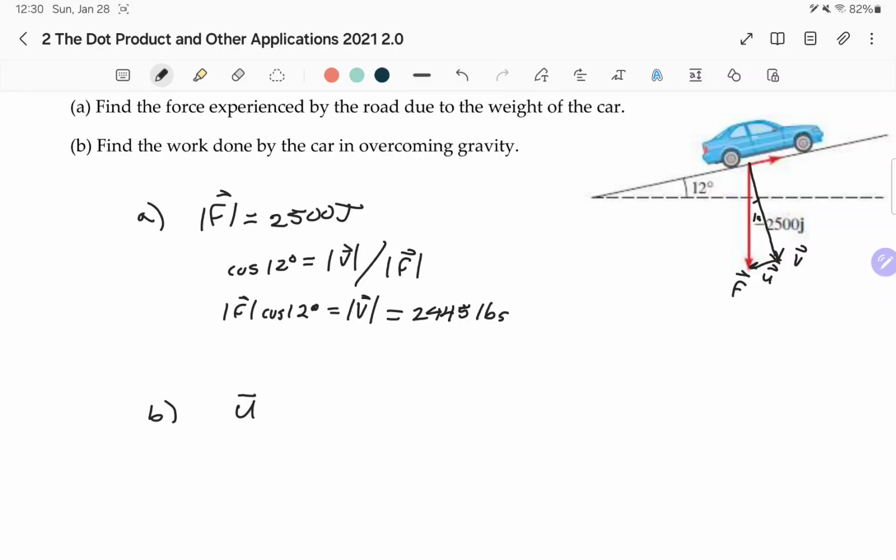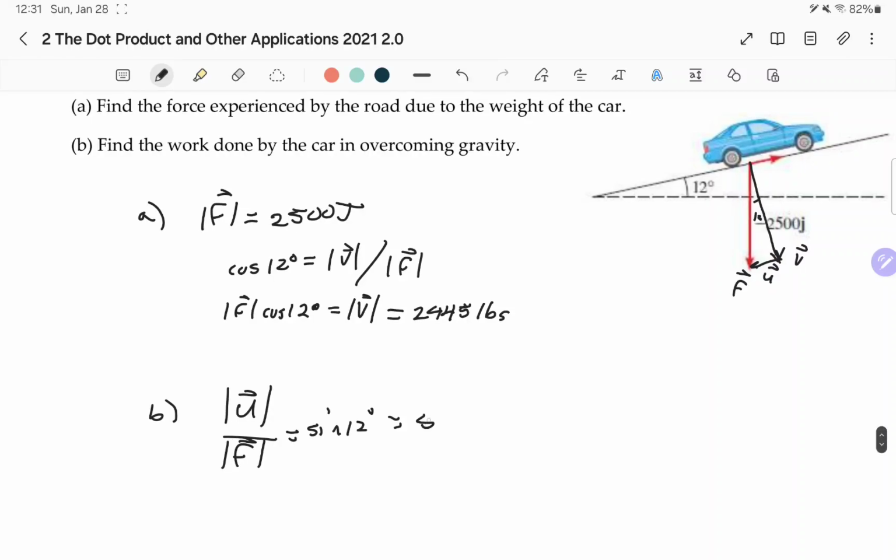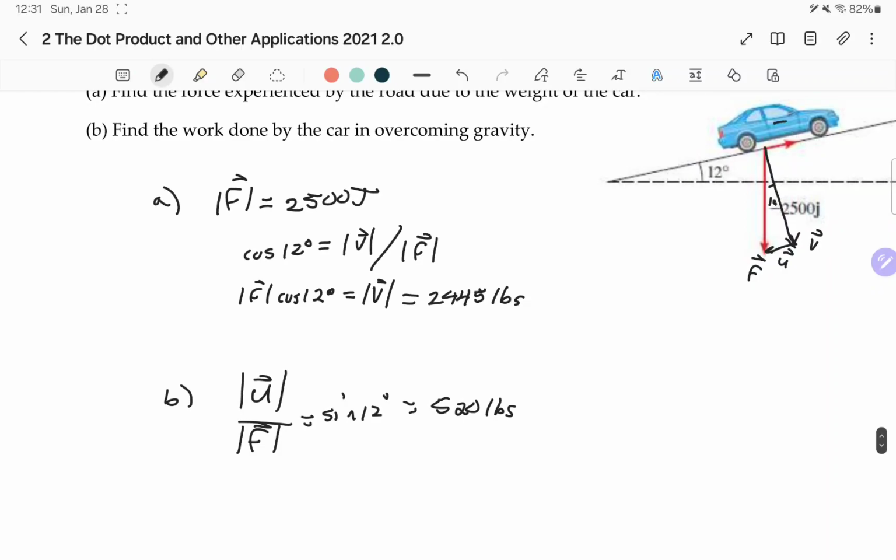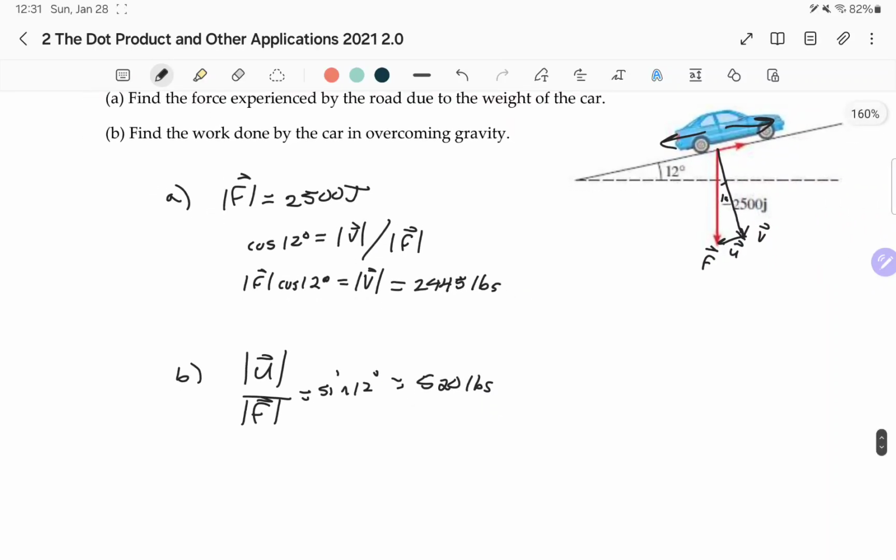So we know that the u vector over the f vector is equal to sine 12. And once again, cosine 12. Yeah, no, this is sine 12 degrees, my bad. And if we just do some simple math, that is going to give us 519 pounds. No, 520 pounds. And that's how much force the car has to exert in this direction to overcome gravity going down. So, yeah, that's pretty much it.